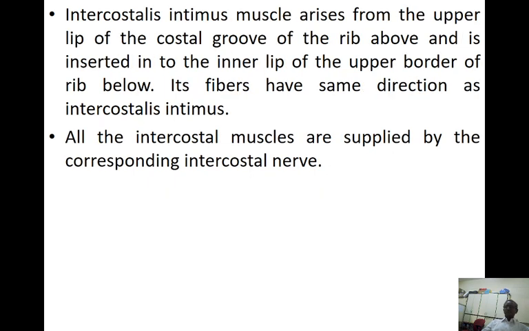Now, the intercostalis intimus muscle arises from the upper lip of the costal groove of the rib above and is inserted into the inner lip of the upper border of the rib below. So its fibers have the same direction as the intercostalis internus. All the intercostal muscles are supplied by the corresponding intercostal nerve.